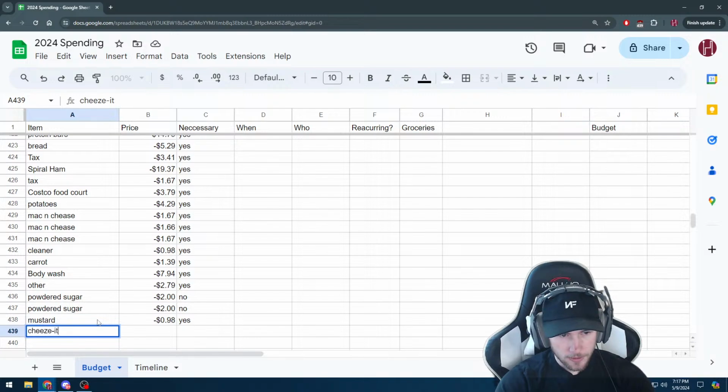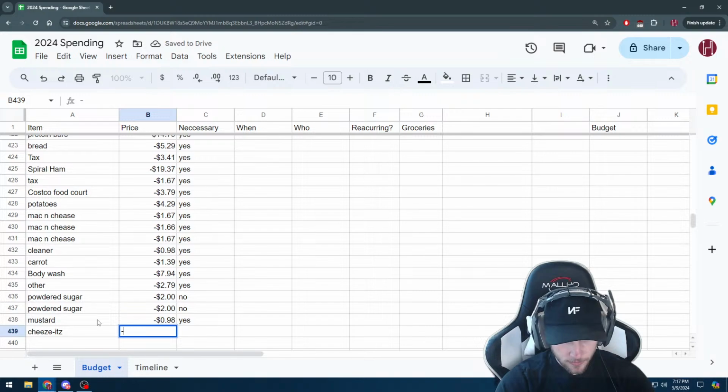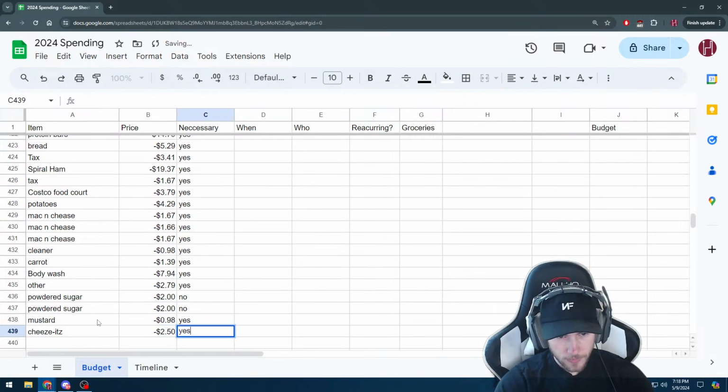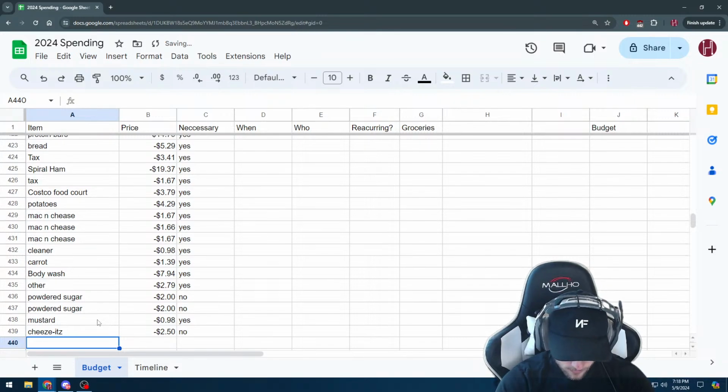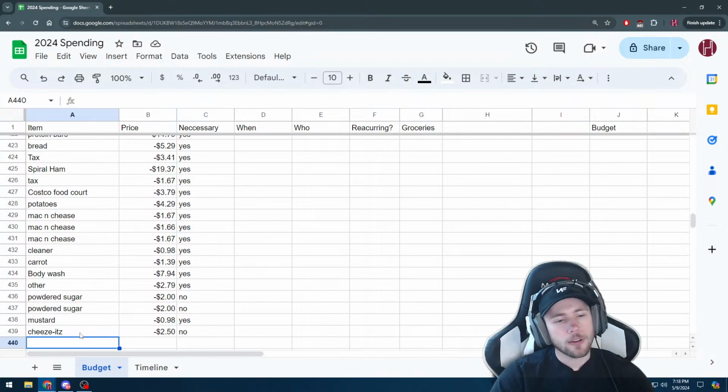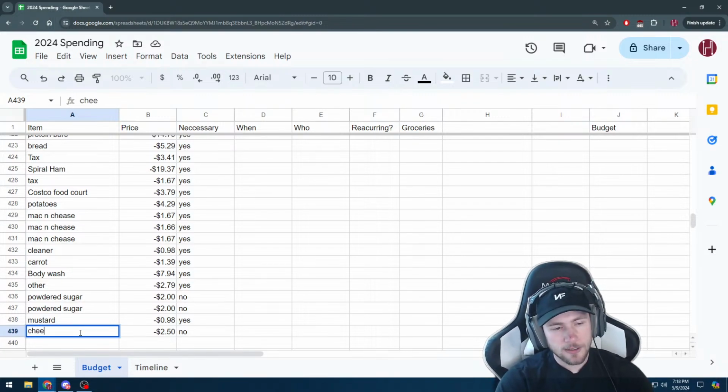Cheese. I don't know if that's how you spell it. 250. No. Garlic herb. Those weren't Cheez-Its. That was just cheese.